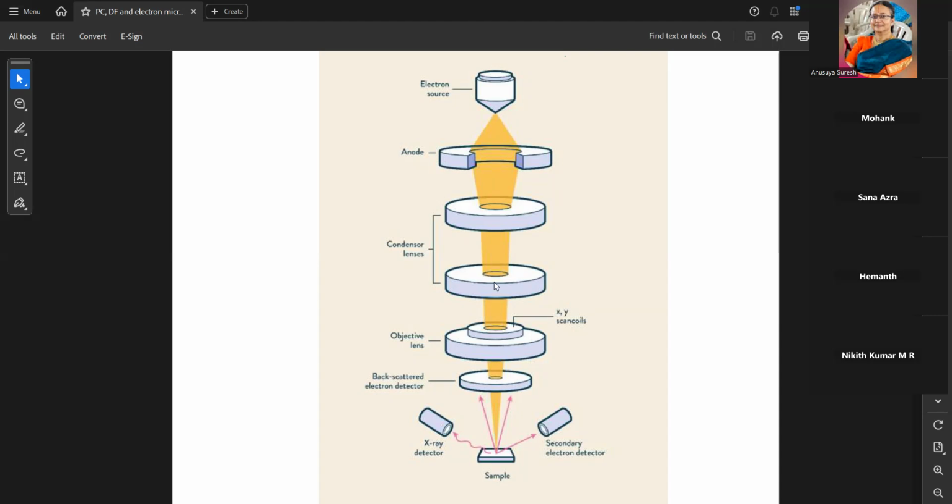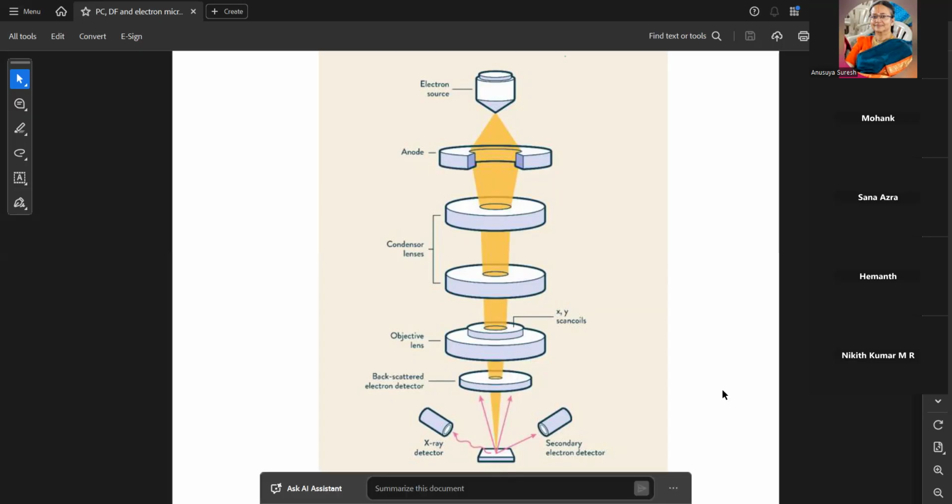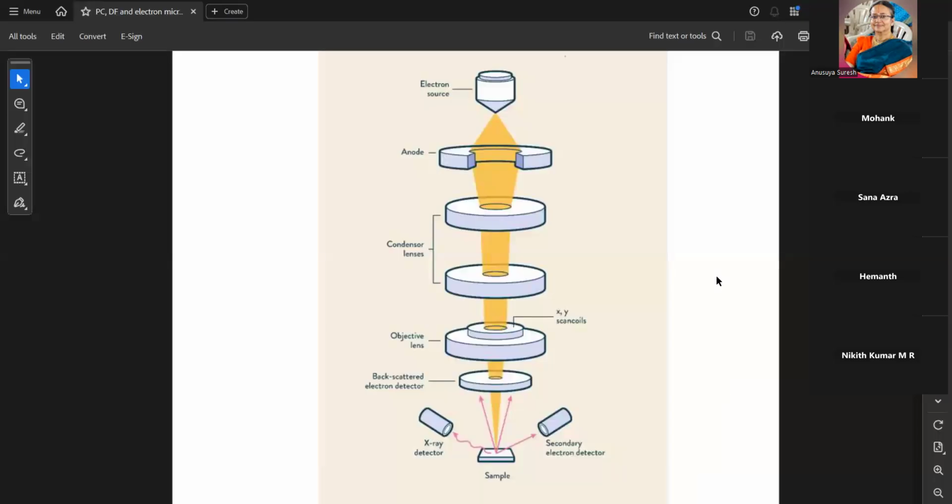Then it will pass through the objective lens. Then there is an electron detector. And down at the end, you have the sample. On that sample, a thin beam of electrons is falling. The yellow lines which you see are the rays, the beam of electrons. At the top where they are generated, the beam is very broad, but by the time it reaches the sample, a thin beam of electrons is falling on it.